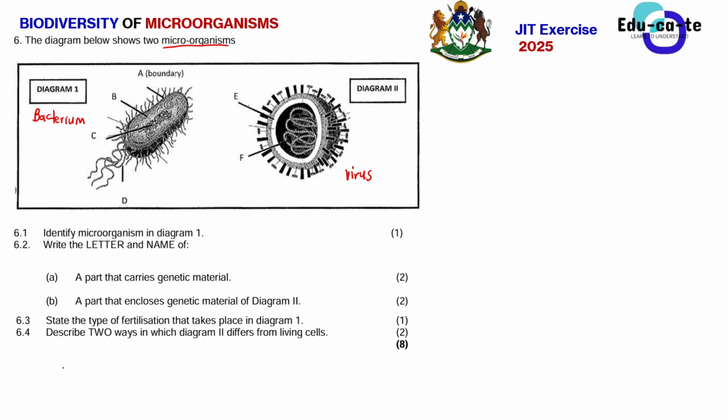So we need to be able to answer the following questions based on them, starting with 6.1, which says identify microorganism in diagram 1. In this case, diagram 1 is showing a bacterium as we've already identified it. So this is bacteria in plural. If it's one, you say it's a bacterium. So we now go to 6.2.